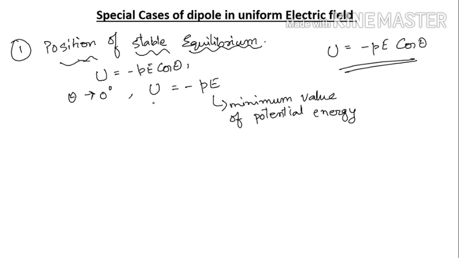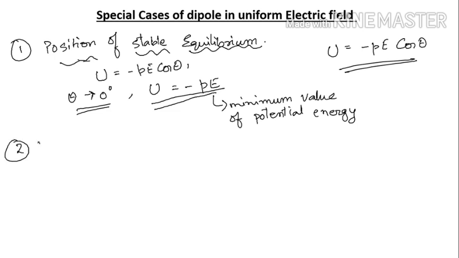The point at which you find your potential energy minimum is known as the position of stable equilibrium. In boards or in any exam, it is asked what is the condition at which your dipole will be at a stable position in a uniform electric field. Your answer should be that when your potential energy is minimum, that means minus pE, and the potential energy will have its minimum value at angle 0 degrees. This condition is known as the position of stable equilibrium. So this is our first special case.